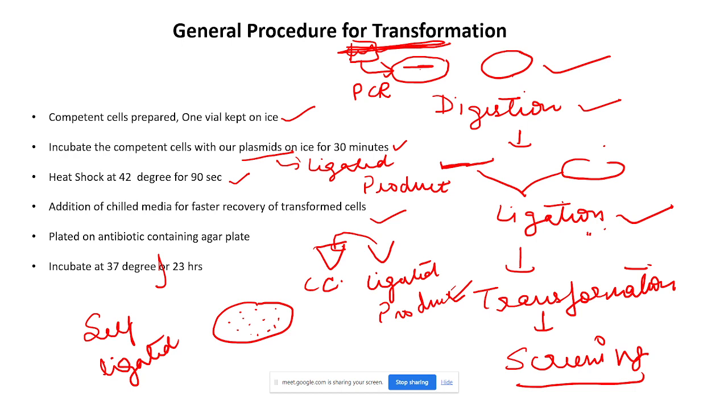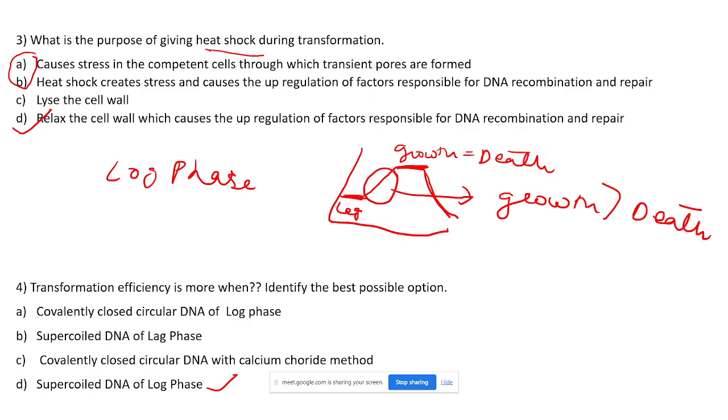Now, can you explain that question 3 once again? Okay. What is the purpose of giving heat shock during transformation? Yes, this question. So yes, basically, ma'am.